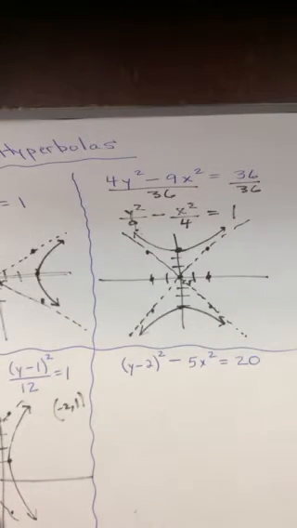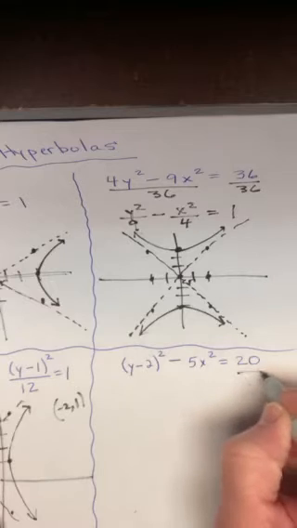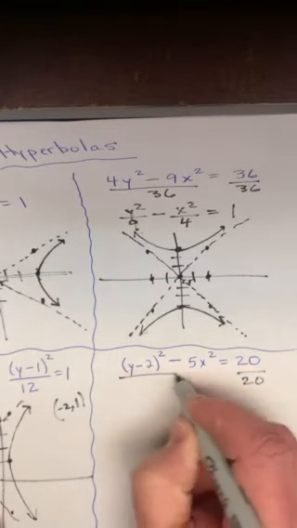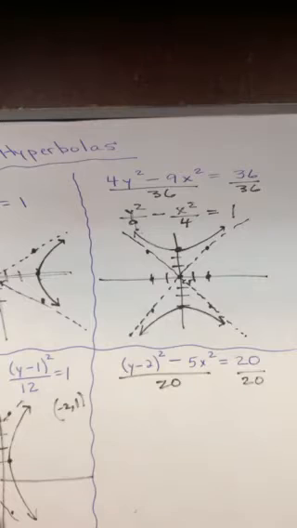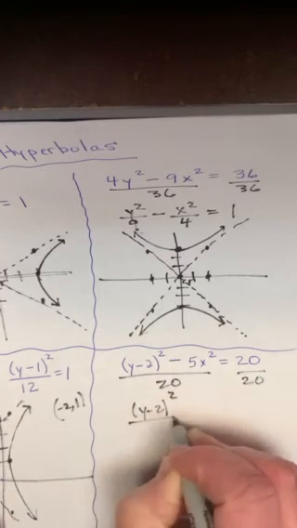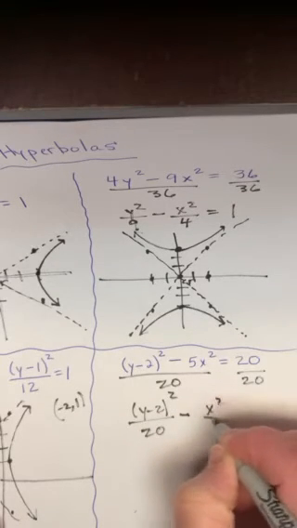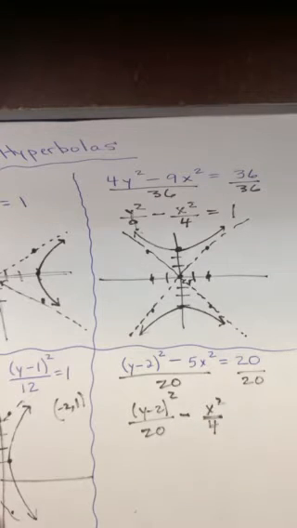Finally, look at the last one on the front, our last basic one we're going to attack. I do see the minus. It is a hyperbola. However, there's a 20 at the end. So, again, reiterating, I'm going to divide by 20 because all ellipses and hyperbolas are in standard form when they're set equal to 1. So this ends up being y minus 2 squared over 20 minus x squared over what? 4 equals 1. It's in standard form.